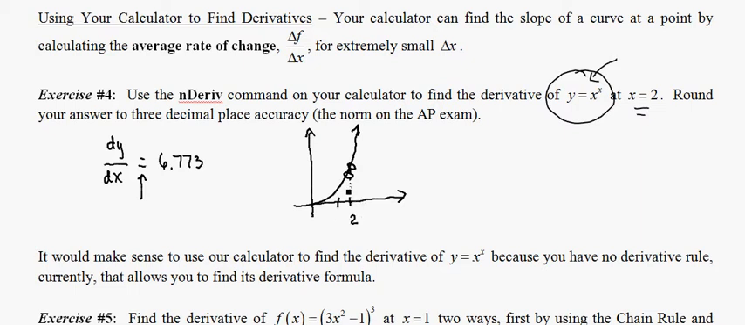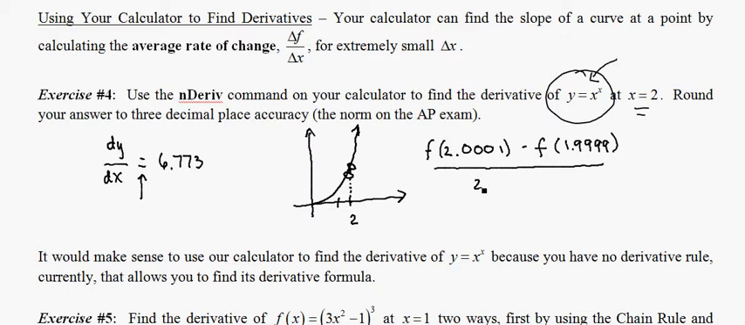I'm talking 1.9999999, 2.0000001, and it calculates the average rate of change, and it does it even better than this, but you can kind of get the idea. It probably does something like f of 2.0001 minus f of 1.9999, and again, it's actually much more accurate than this. I'm just doing kind of an approximation here.